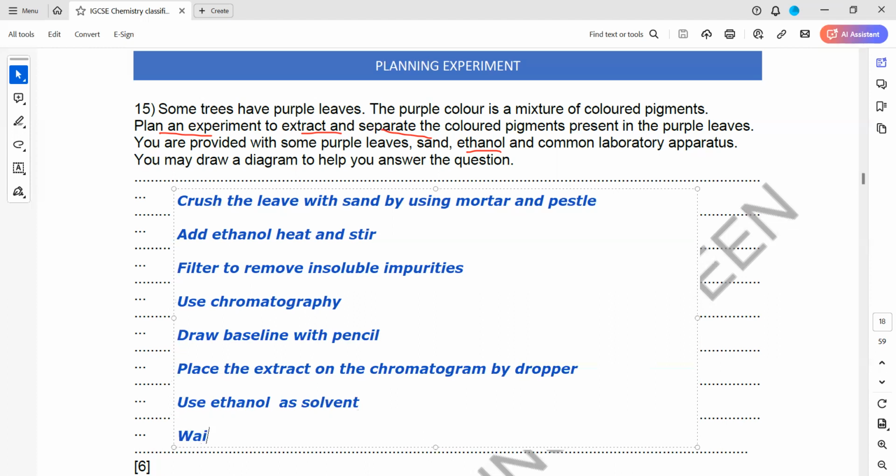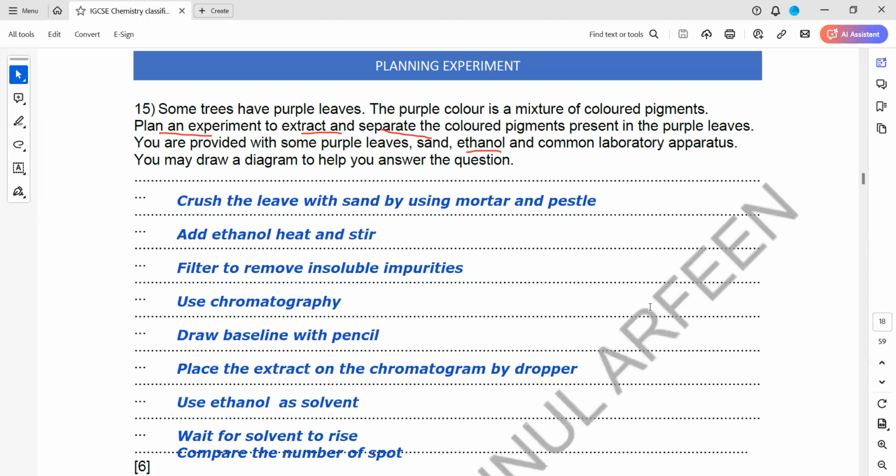And we'll wait for the solvent to rise. And how will we know how many components there are? We'll compare the number of spots, and we can measure their Rf value to identify them as well. But we only want to extract and separate. We don't want to identify, so Rf value does not have any marks here. Is this experiment clear?